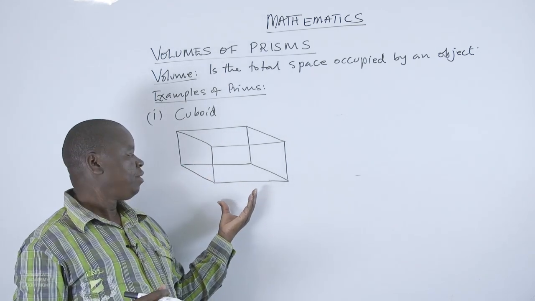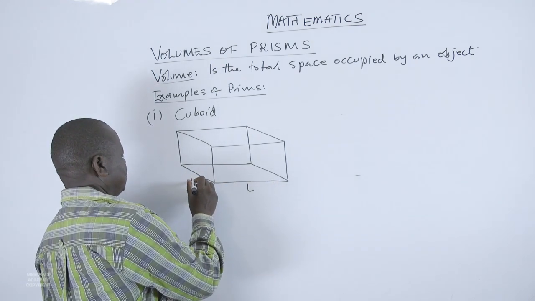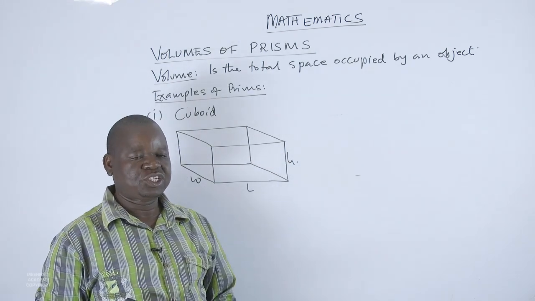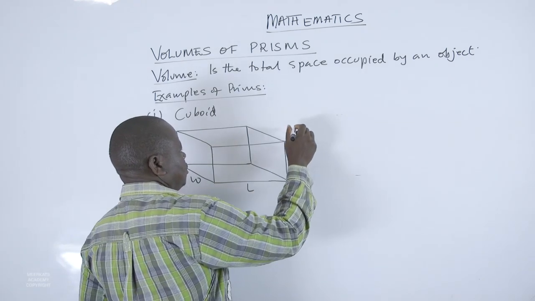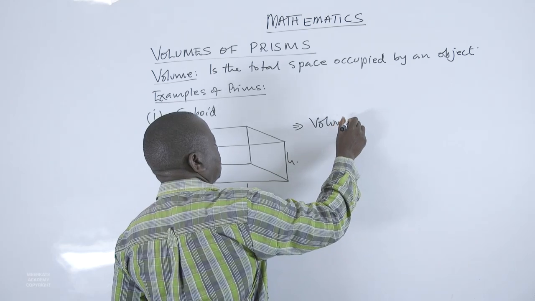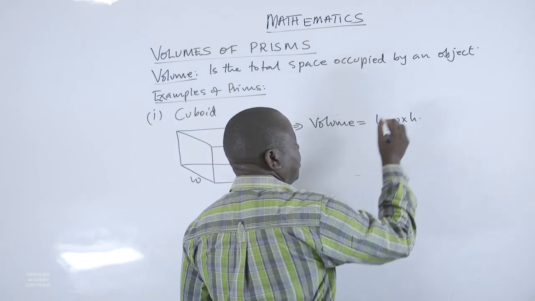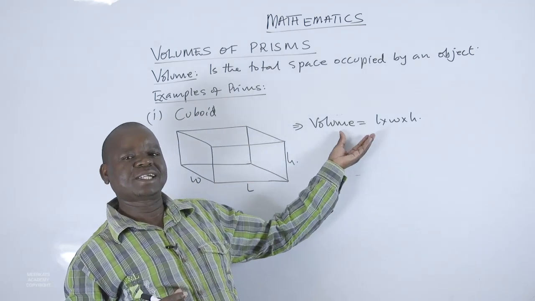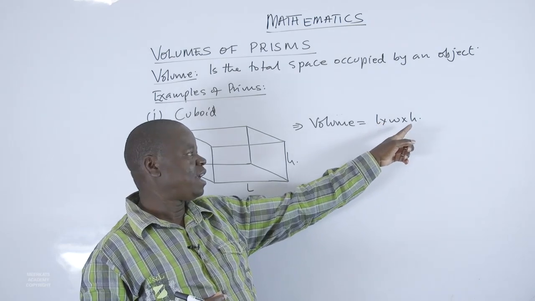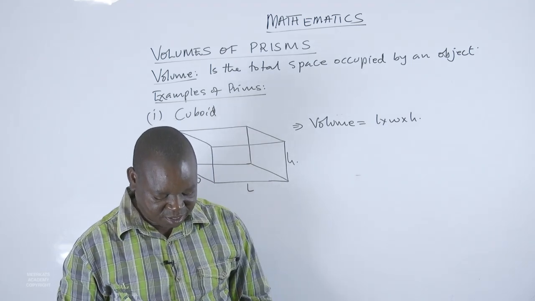And for a cuboid, we have the dimensions length, width, and height. And we have said that for the calculation of the volume of a cuboid, we just basically multiply length by width by height, and that will be the volume of a cuboid.